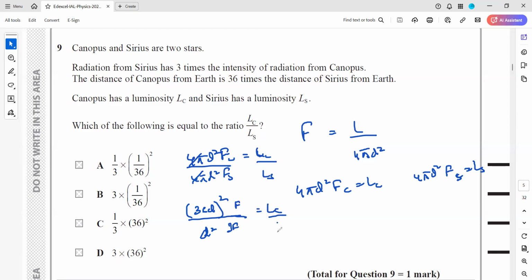We need the ratio between LC over LS. So F will cancel with F, and d square will cancel with this d square, so this will be 36 square. F cancels with F over 3. That will be the ratio between them. So 36 square over 3. So it matches with option C.